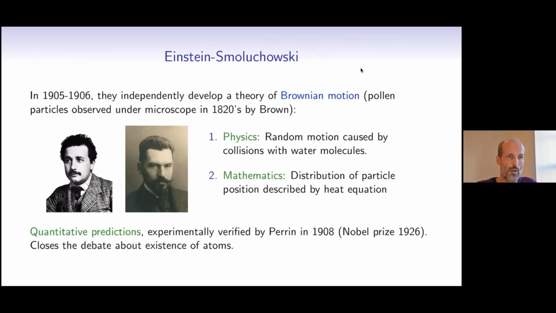And his experiment verified, to pretty decent accuracy, the predictions of Einstein and Smoluchowski. That was really what settled the debate about the existence of atoms, because at that point you had an experiment which clearly couldn't be explained in any other way. So everybody accepted that matter is made of atoms. And Perrin got the Nobel Prize for that experiment, actually.